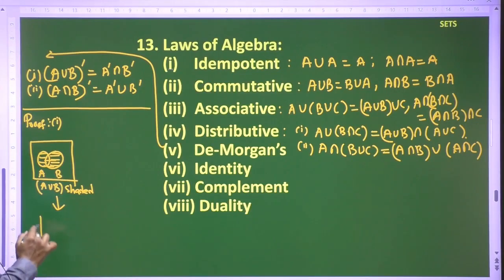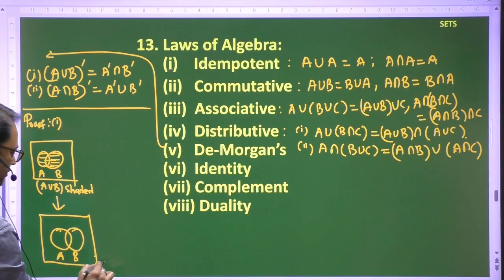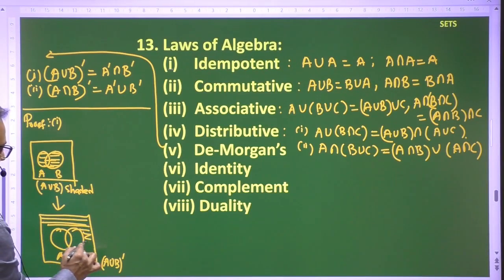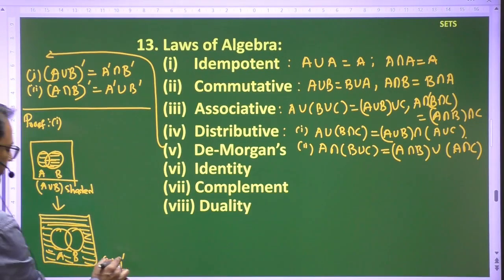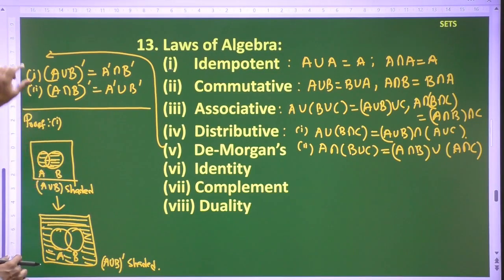Now if I take their complement, what will happen? This is A set, this is B set, and A union B I already shaded, but I want the complement. So the complement of A union B will be the portion outside of the sets. This is the shaded portion of (A union B) complement. This is the left part I have done.